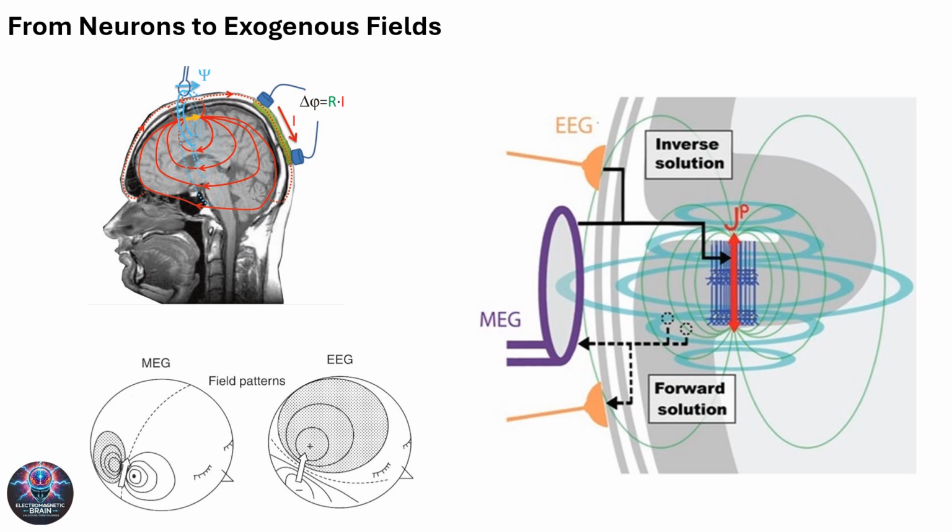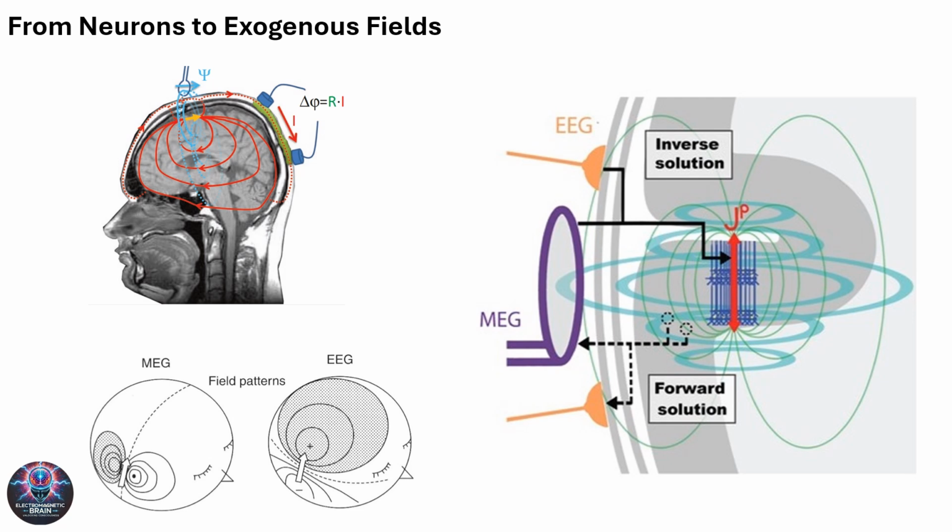Understanding the generated fields is essential for interpreting EEG and MEG signals. The patterns of electrical and magnetic fields vary based on the orientation and location of neuronal currents. EEG patterns represent the summed electrical activity on the scalp, while MEG captures magnetic field patterns resulting from neuronal currents flowing perpendicular to the scalp surface.